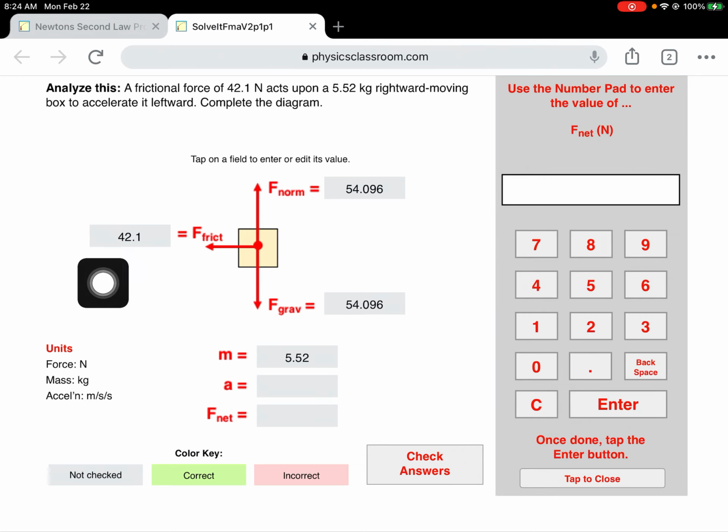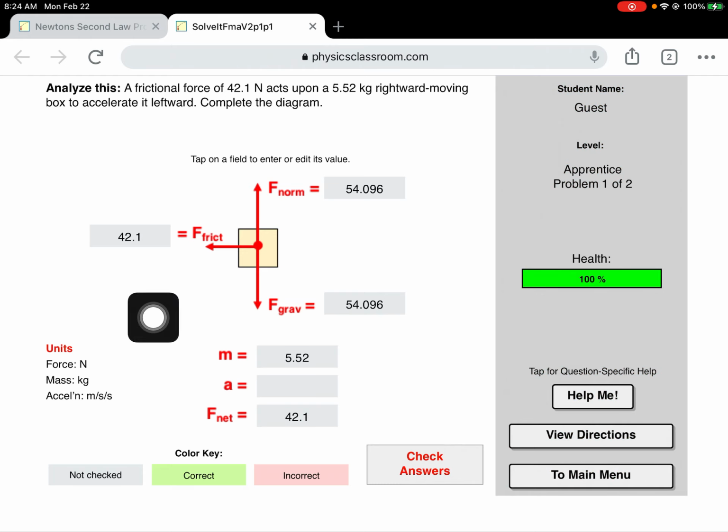The net force is whatever force is left over. These are balanced, so they don't count. The net force is the sum of all the forces, so whatever's left over, it's this frictional force, which is 42.1. Good, and then we're just left solving for acceleration. How do we do that? That's super simple as well. We know that the net force is 42.1 newtons. The mass is 5.52 kilograms.